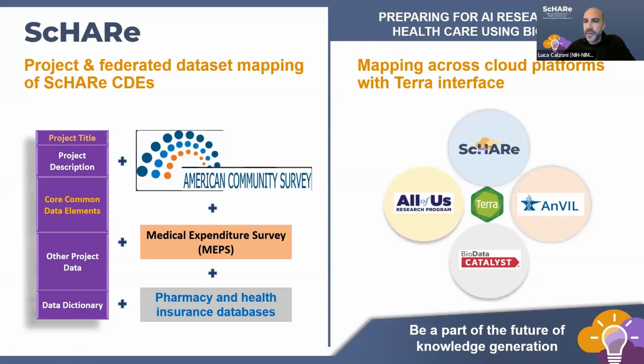In other scenarios also, the mapping across cloud platforms that share the very same Terra interface at NIH. You can see some of those listed here on this slide. So all of us, AnVIL and BioData Catalyst, for example, are all based on Terra, which means that learning how to use ScHARe enables you automatically also to know how to use those platforms and to be able to map across cloud platforms. And this opens up so many interesting opportunities in terms of research and possibilities in terms of studies.